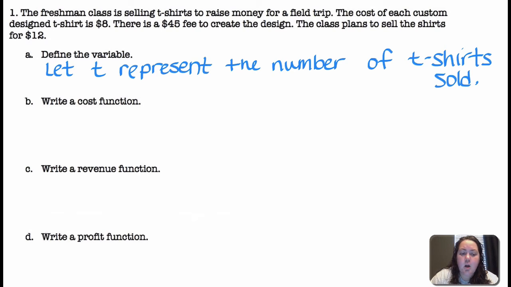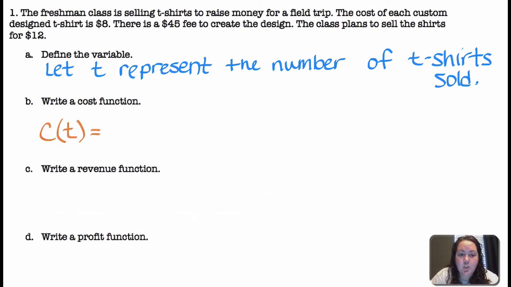Then it asks us to write a cost function, a revenue function, and a profit function. Cost is how much it is going to cost the freshman class to get these shirts created. Revenue is how much money they are going to collect, how much money they will actually have in their hands from collecting money from students. And profit is how much they actually made. When you take out the cost, how much it cost them to get them made, and then the revenue, what they have left is the profit.